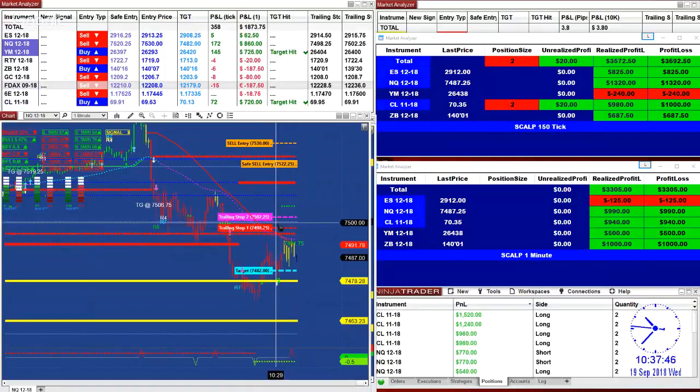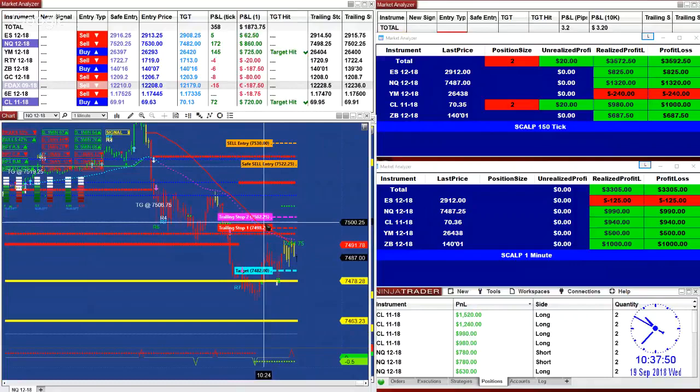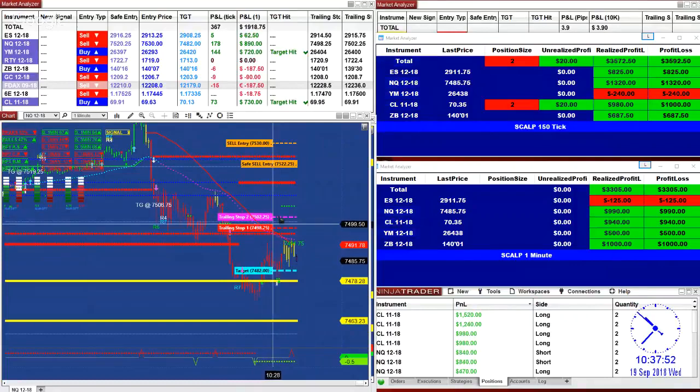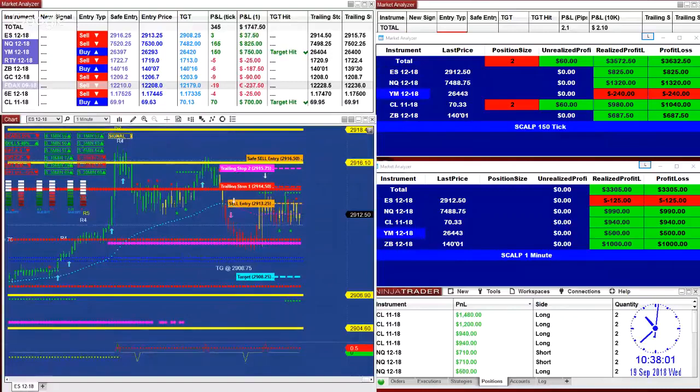As long as this market is not able to break those areas here, now we are only thinking short and short only. So this is where you need most of the traders.